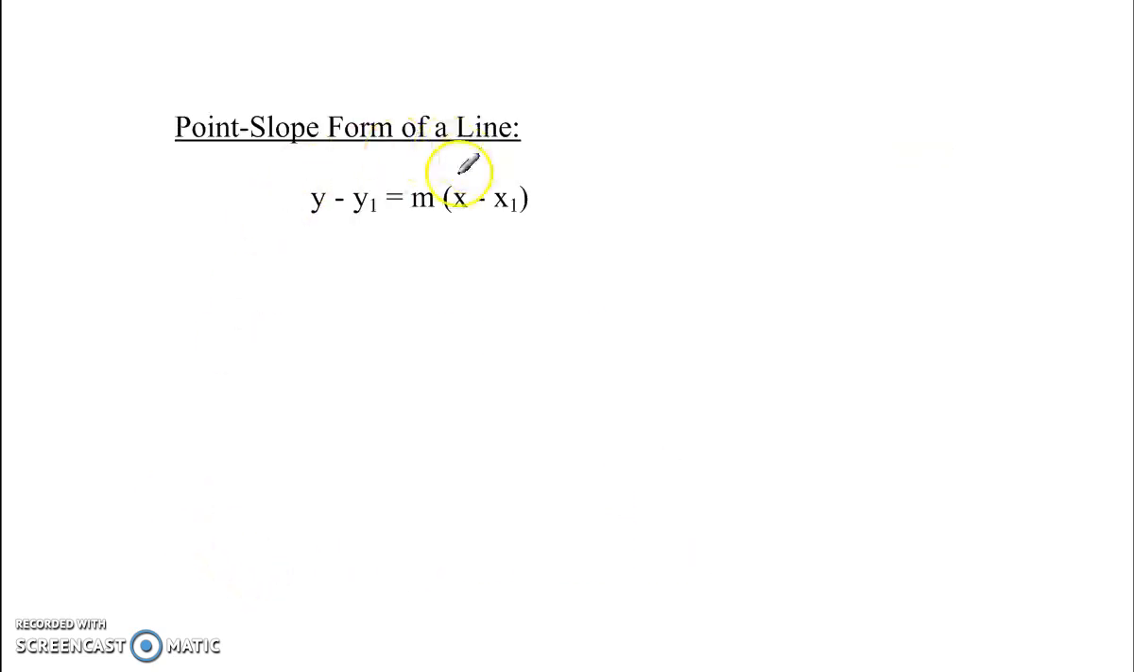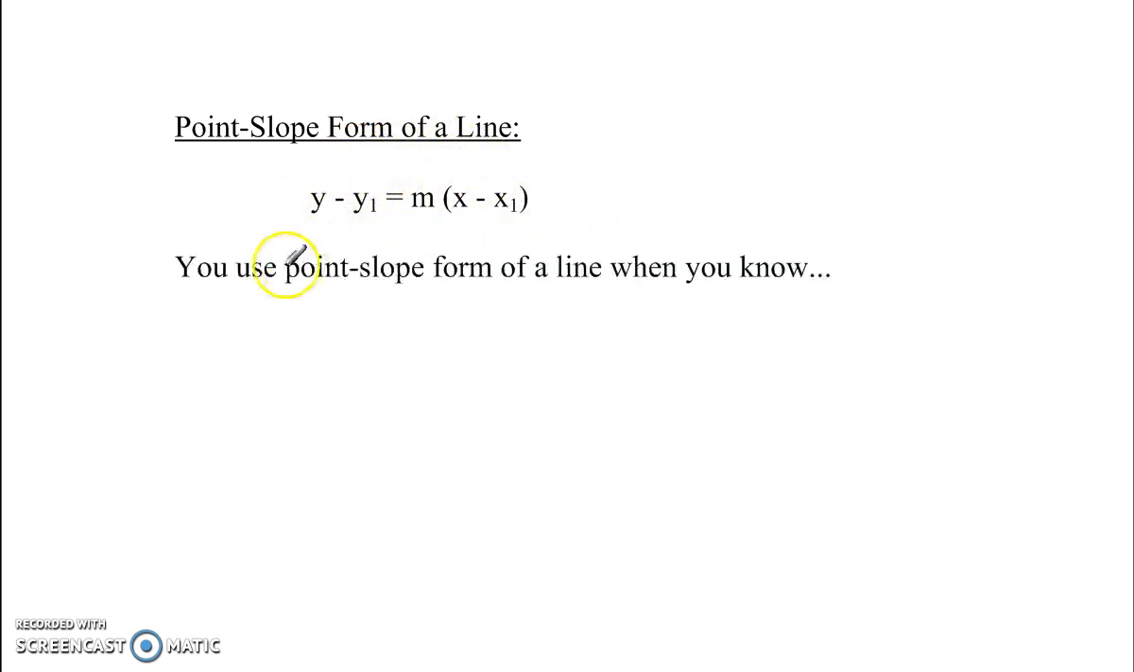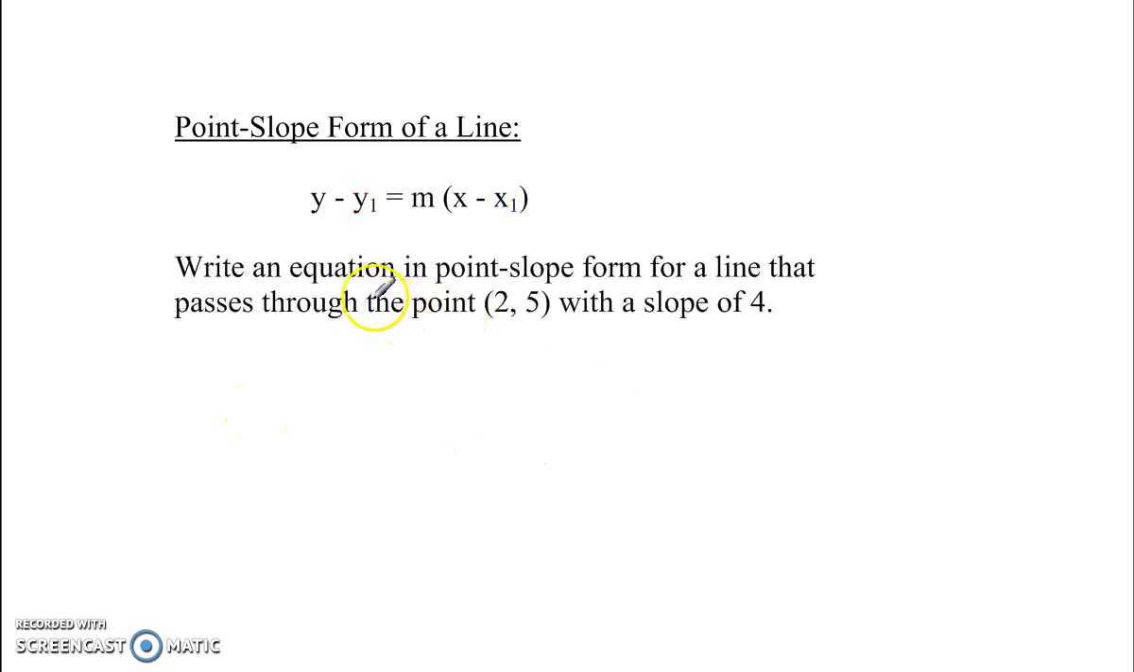Okay, so in point-slope form, y minus y1 equals m times x minus x1. We know the point, x, y, and we know the slope. That's when we would use this. Alright, so if we're given a point and a slope, it's really easy to write point-slope form. Remember, this is the one that we replace, the one with the subscript 1s.